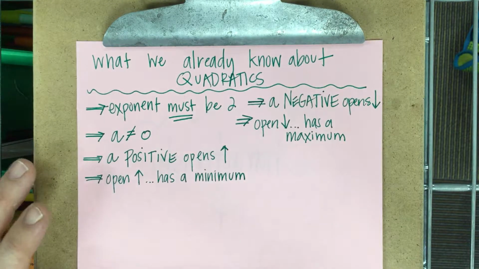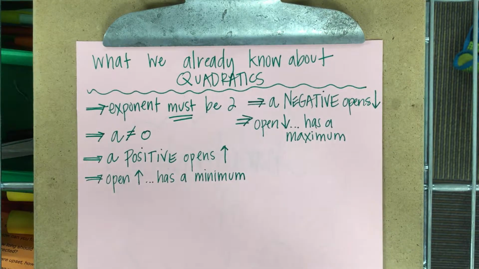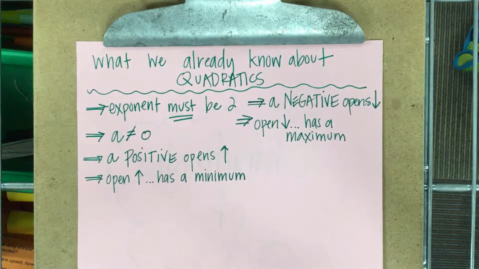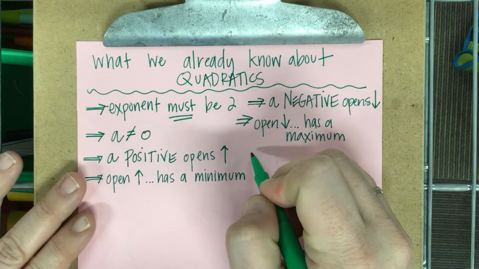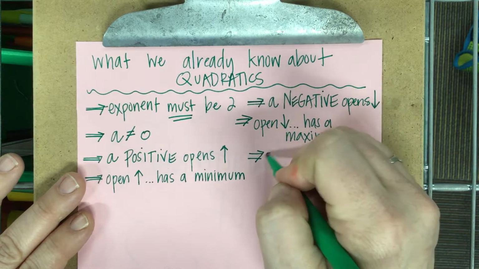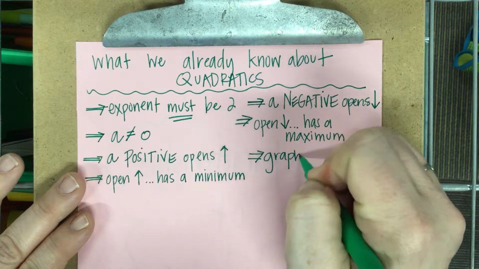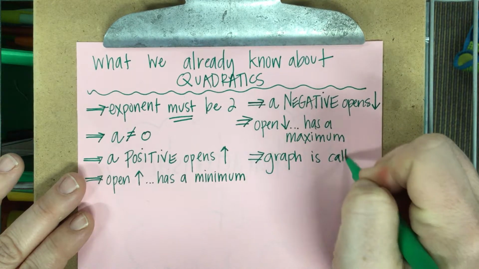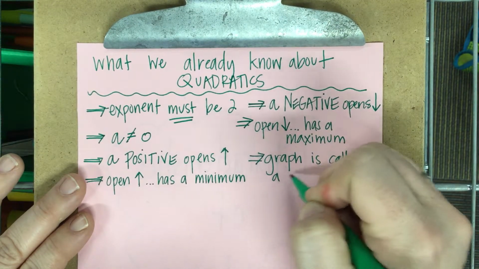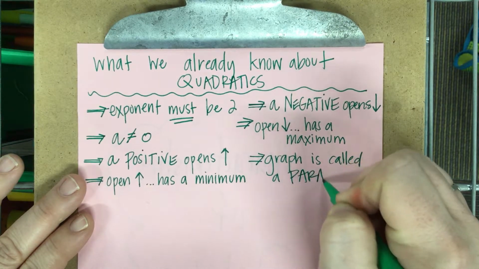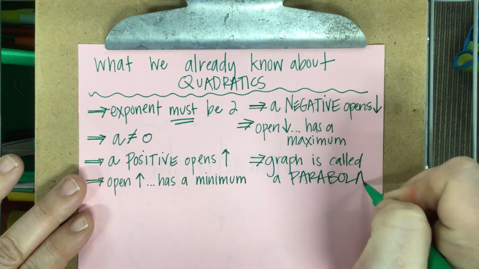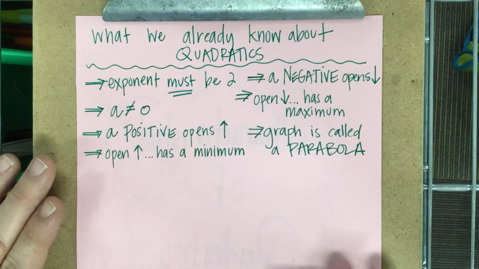And I guess before we started talking about all of this, opening up, opening down, we should have given it a name. What's the shape called? The graph is called a parabola.